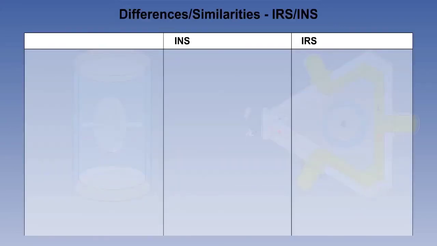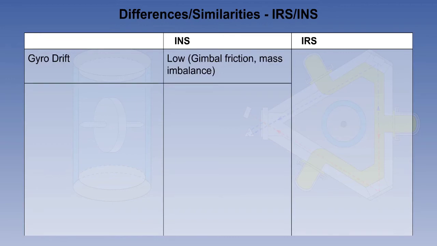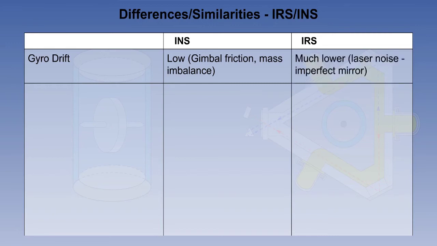We are now going to compile a list of the main differences between INS and IRS. We have mentioned most of these before during this series of 3 lessons, but some will be new. INS gyro drift is low because of the high-quality engineering used in its manufacture. What there is comes from gimbal friction and mass imbalance. The gyro drift from IRS is even lower. It arises from laser noise caused by imperfect silvering of the mirrors.